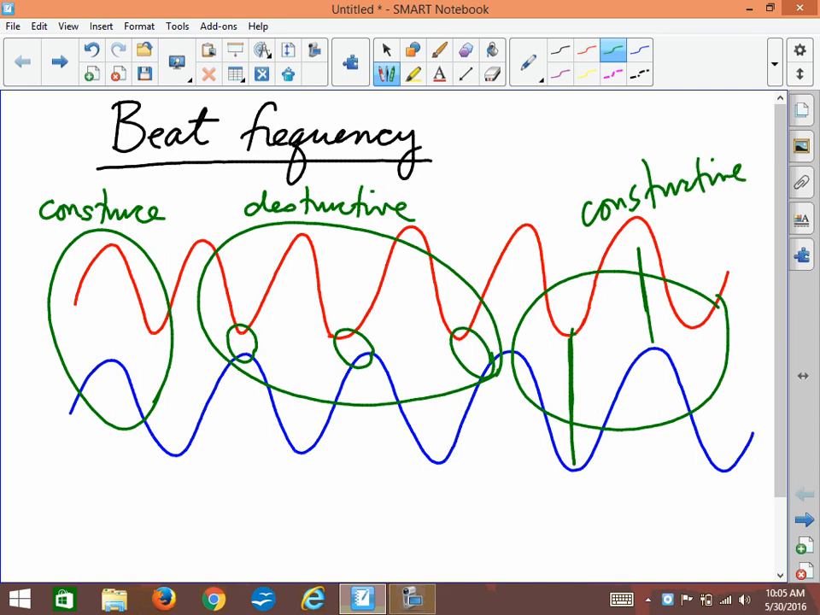And if I drew the picture continuously, you'd see that there would be an alternating pattern where the waves would at some points match up constructively, like here. But then shortly after that, they would fall out of phase and be destructive. And then they would be constructive again, and then destructive and constructive and destructive and constructive.